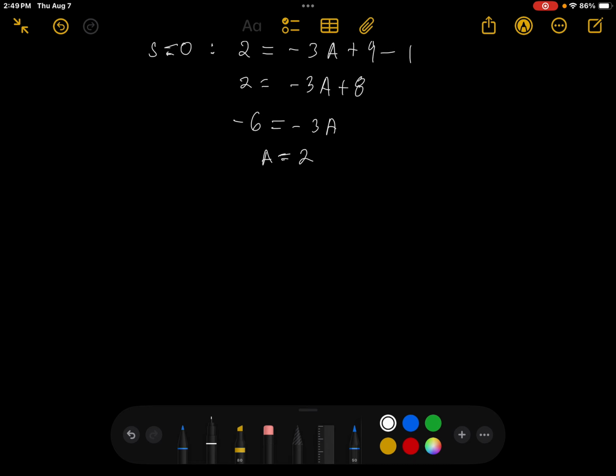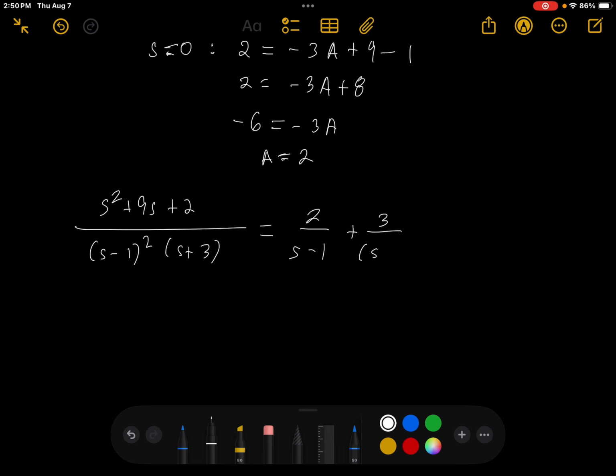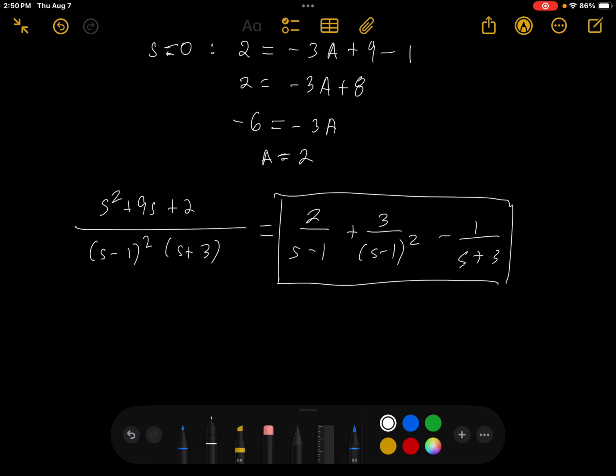Either way, you get that s squared plus 9s plus 2 over s minus 1 squared times s plus 3 is equal to 2 over s minus 1 plus 3 over s minus 1 squared minus 1 over s plus 3. That's the partial fraction decomposition. Okay, so that's what you do when you have repeated linear factors.